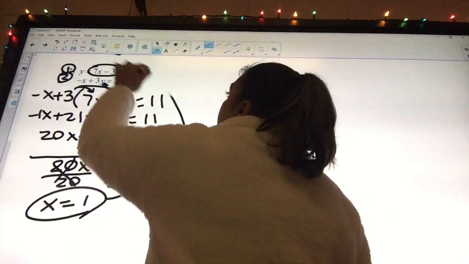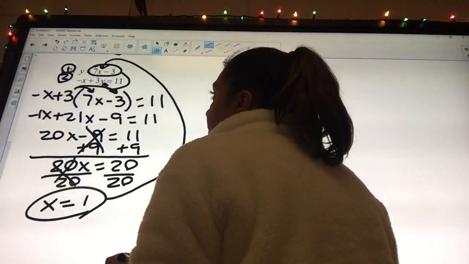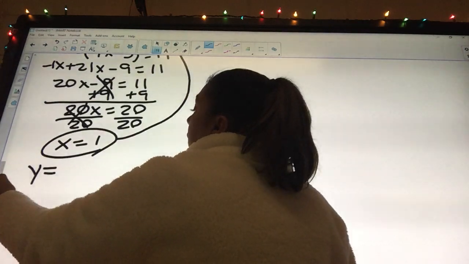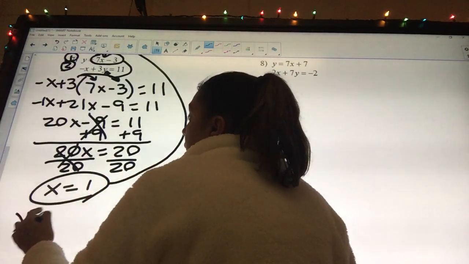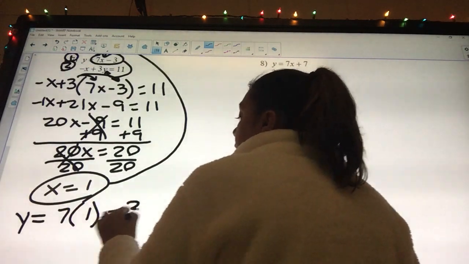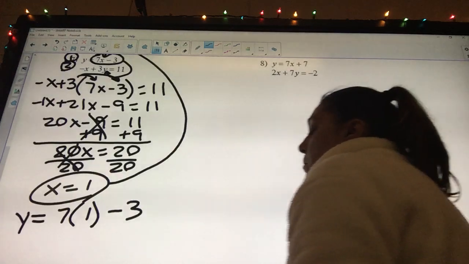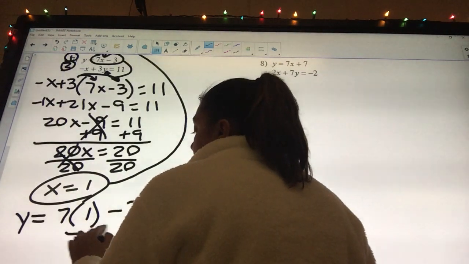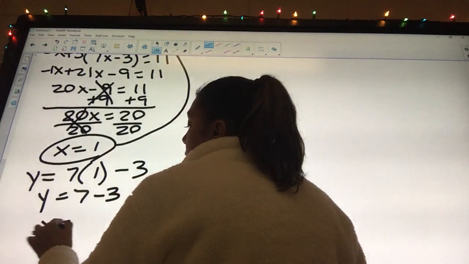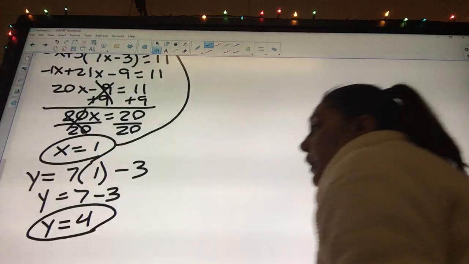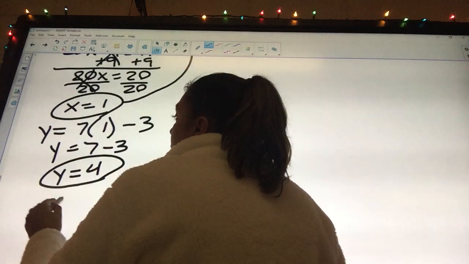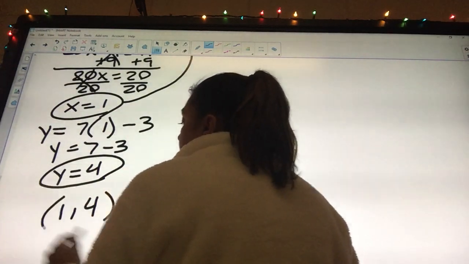We plug that back into the one we circled up here. Okay, so I got y equals 7, and instead of x, it's going to be a 1 minus 3. So that's going to be 7 minus 3, which is just going to be y equals 4. Okay, and so now I've solved for x and y. So x is 1, y is 4.